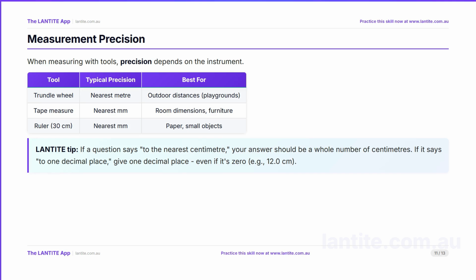Measurement precision depends on the tool you use. A trundle wheel measures to the nearest meter and is great for outdoor distances like playgrounds. A tape measure is precise to the nearest millimeter and is good for room dimensions. A 30-centimeter ruler is also precise to the nearest millimeter and is used for small objects. On the LANTITE, pay attention to precision instructions. If it says to the nearest centimeter, give a whole number. If it says 1 decimal place, include 1 decimal place even if it is 0.